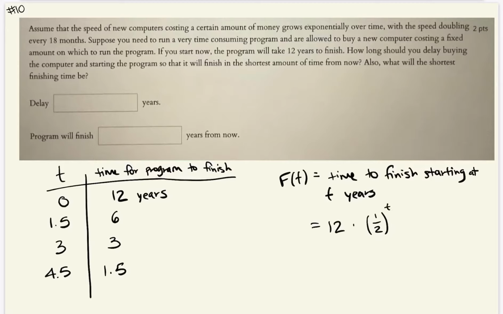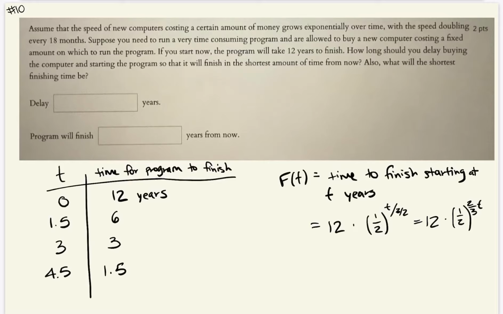So every number of years divided by 3 halves. So another way to think about this would be 12 times 1/2 to the 2/3 t. Okay, because that's like dividing by 3 halves. So for example, here, if we divide by 3 halves, we'll get 1. It's been cut in half one time. Here, if you divide by 3 halves, you get 2, and so it's been cut in half twice, and so on.